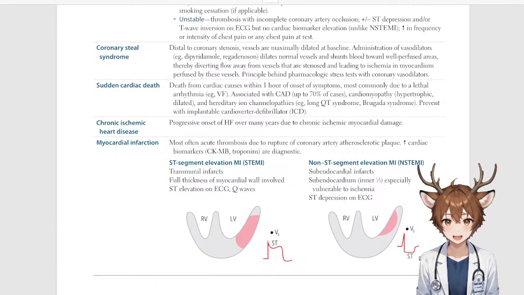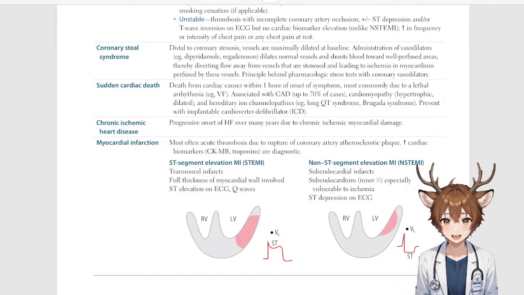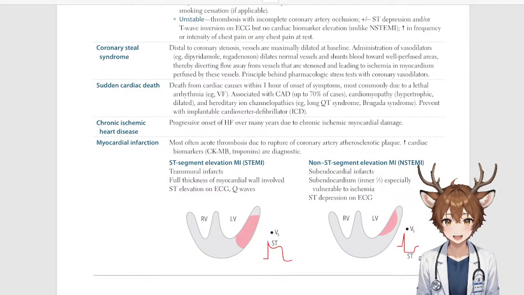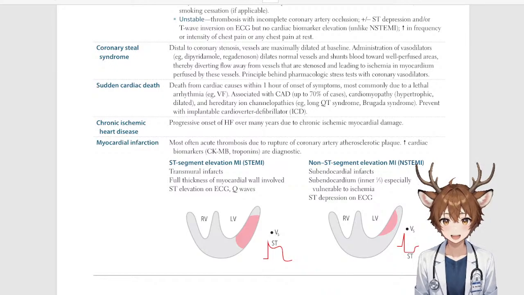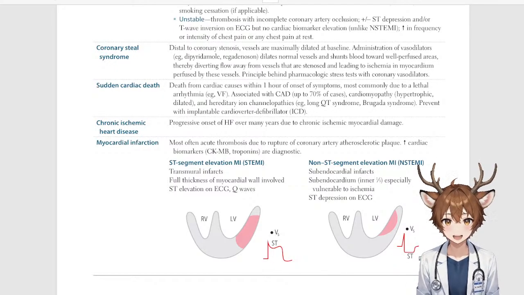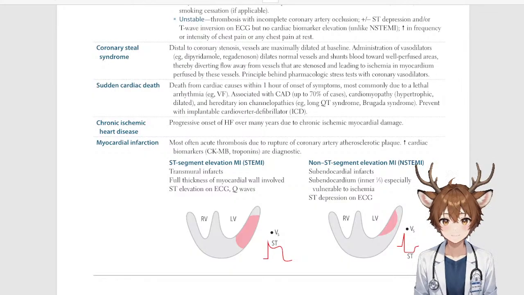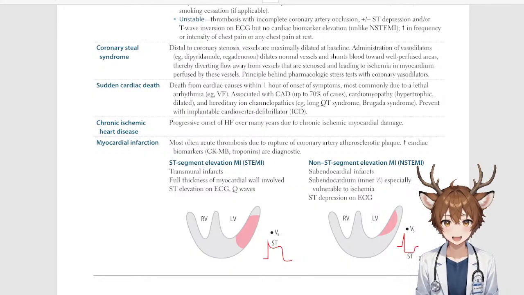The big thing that distinguishes STEMI from all these other things is that it's a transmural, full thickness of the wall infarction, and that causes the difference in terms of EKG presentation. I.e., now the ST segment is not depressing, now it's elevating. And there's also pathological Q waves that now are present. So bear that in mind.